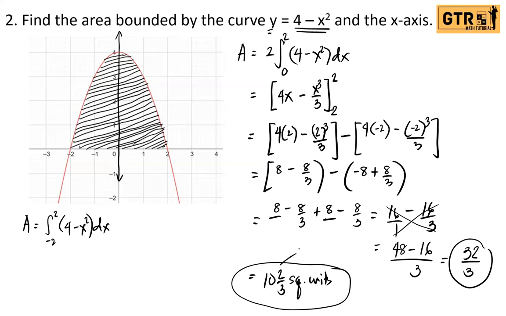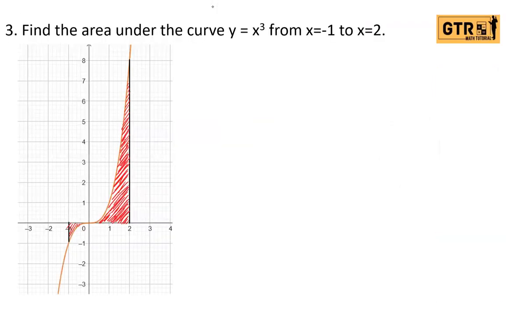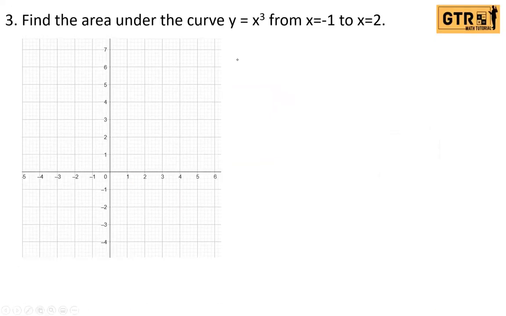Okay, so last, number 3. Number 3, find the area under the curve y equals x cubed from x equals -1 to x equals 2. Okay, so let's draw the graph first. Substitute the values -1 to 2.